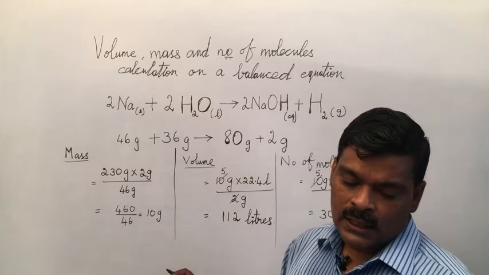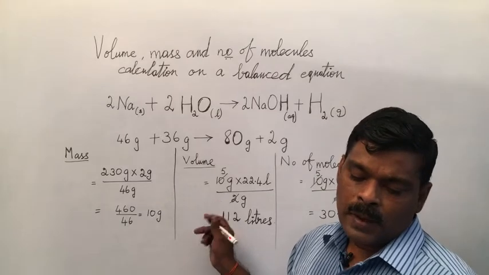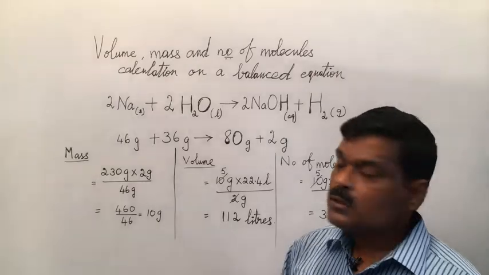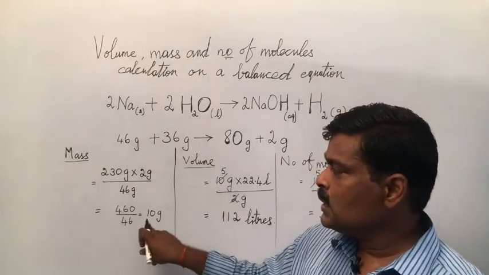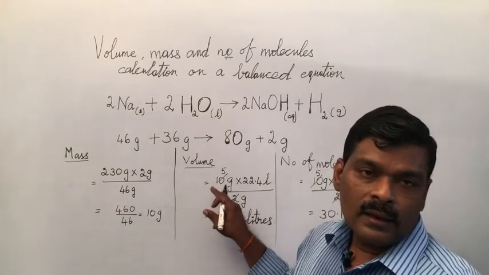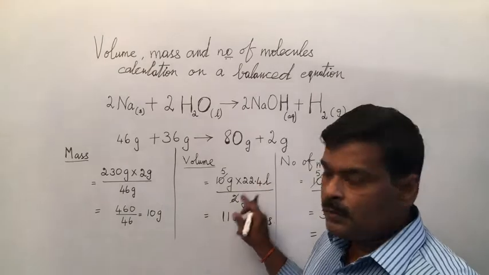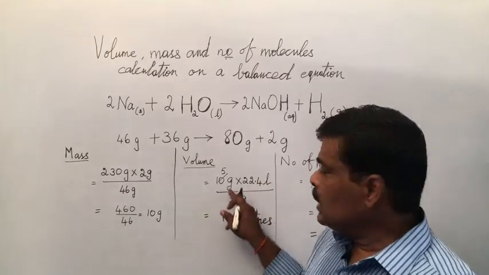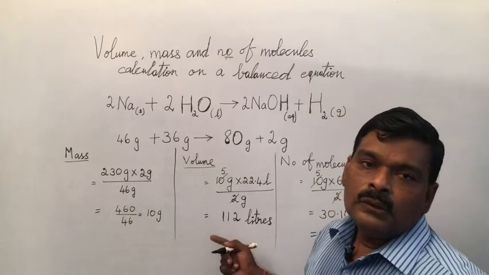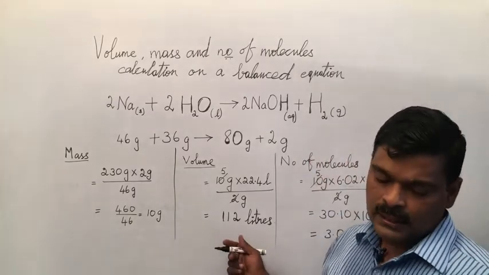With that, 2 grams of hydrogen occupies 22.4 liters. So for the 10 grams of hydrogen we got from the mass value, 10 grams into 22.4 divided by 2 is equal to 112 liters. This is the volume of the hydrogen gas for 10 grams.